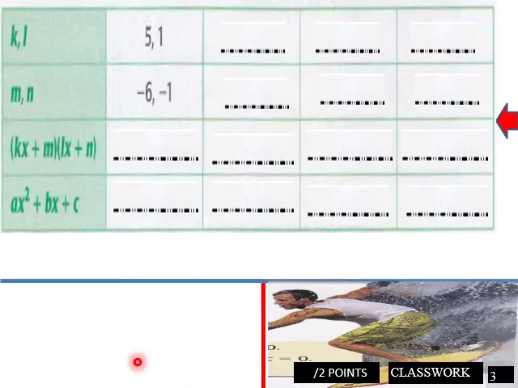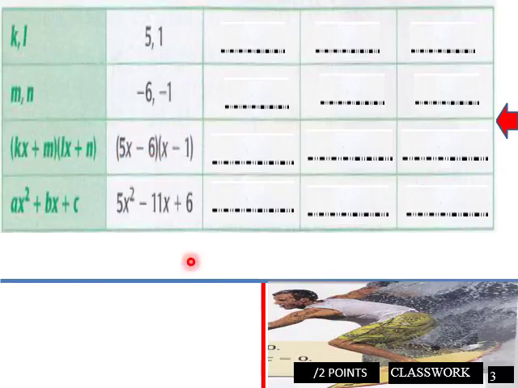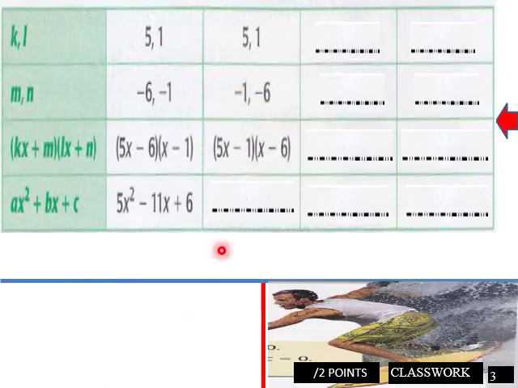Okay, for 5 and 1, m and n would be negative 6, negative 1. And then this is how it would be in our trinomial. If we use 5 and 1 for k and l, we have negative 1, negative 6, and then 5x minus 1, x minus 6. And then with 5x squared, we would have this trinomial.